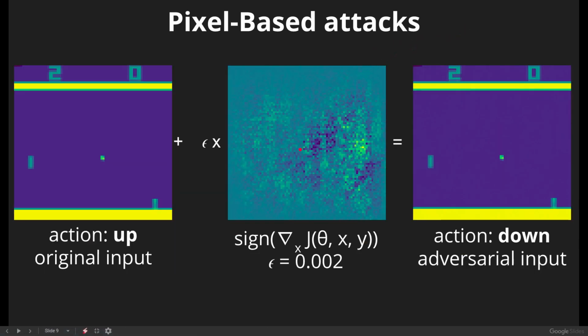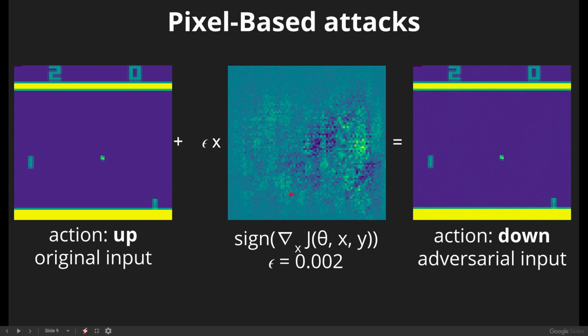Okay, now coming to the adversarial attack. On the left is the input frame to the network, and this is just a 210 by 160 by 3 matrix, with each entry in the matrix representing the pixel intensity. If there was no attack and this was the input to our RL agent, then the action taken would have been up. And as we can see, going up is the optimal thing to do here. The ball goes here, and going up would be the optimal thing.